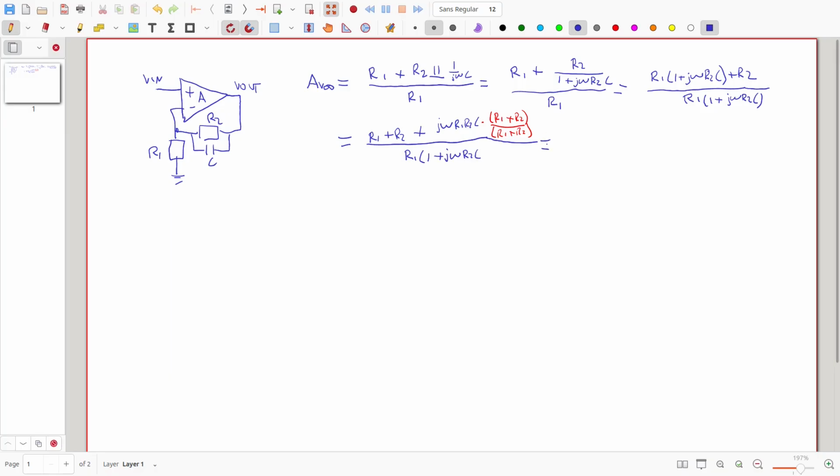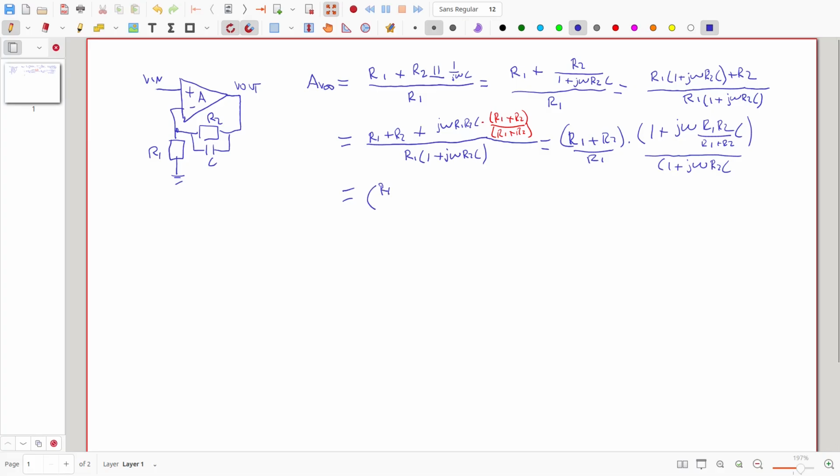That will allow me to factor R1 and R2. That will give me (R1 plus R2) divided by R1, times 1 plus jω R1 R2 divided by R1 plus R2, that is a parallel combination, times C, and then 1 plus jω R2 C. Also that will be equal to the DC part.